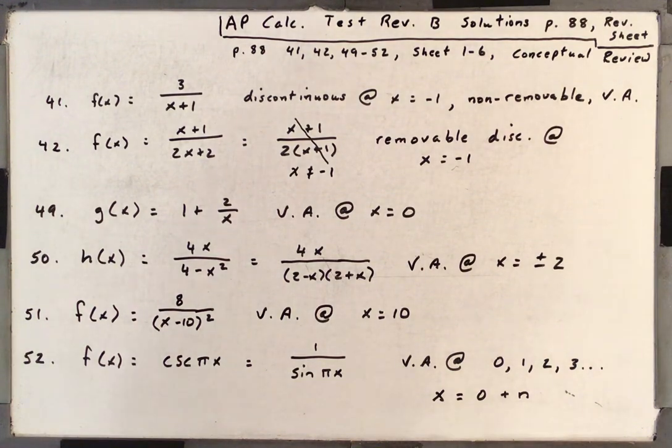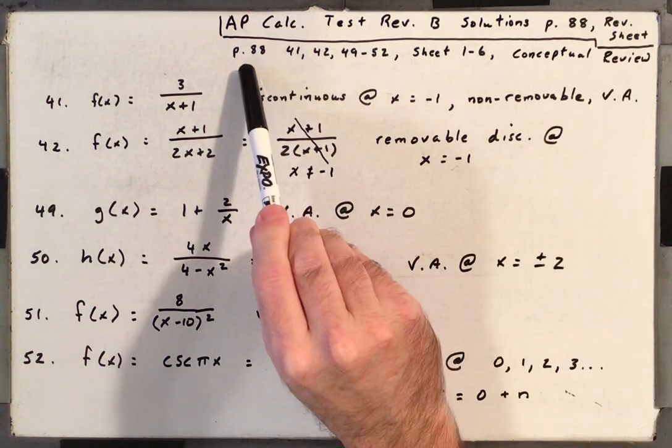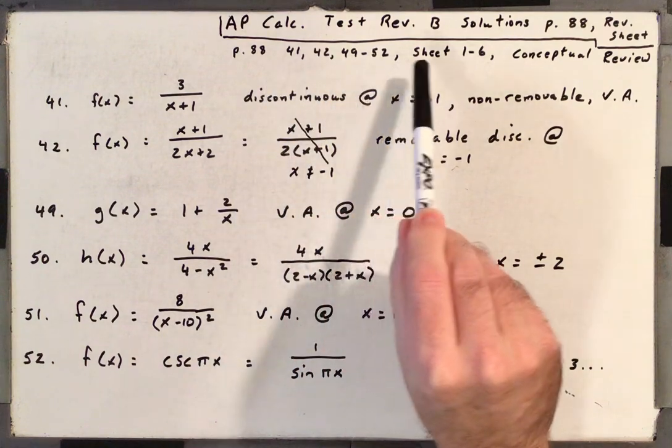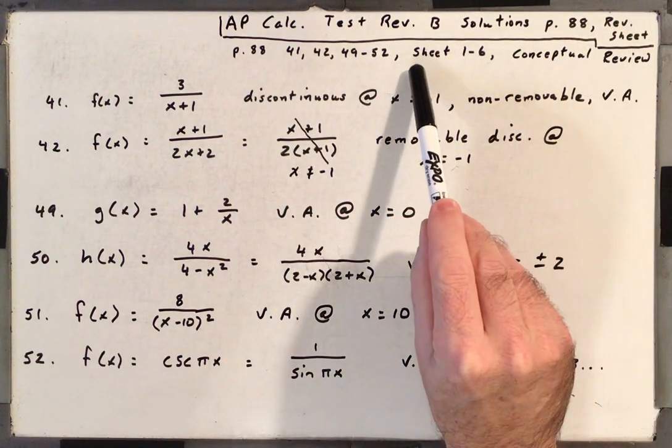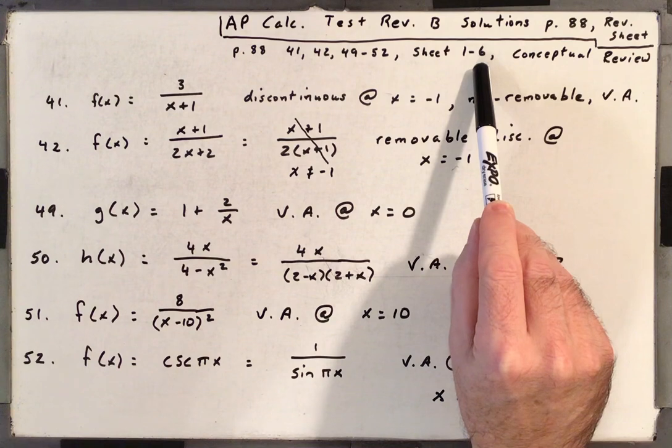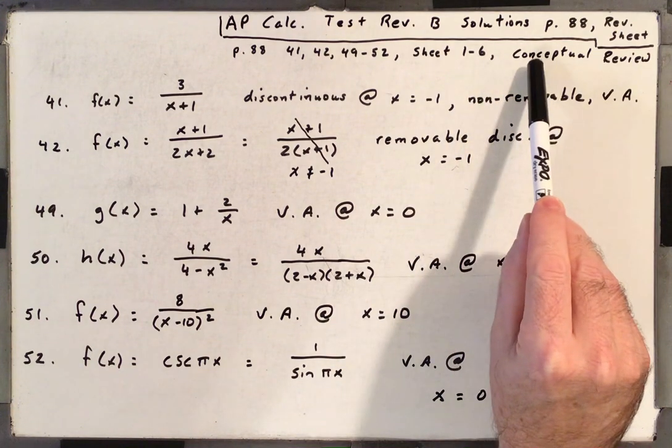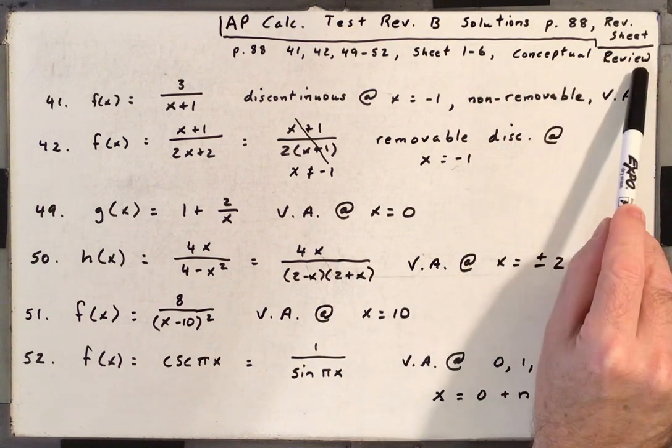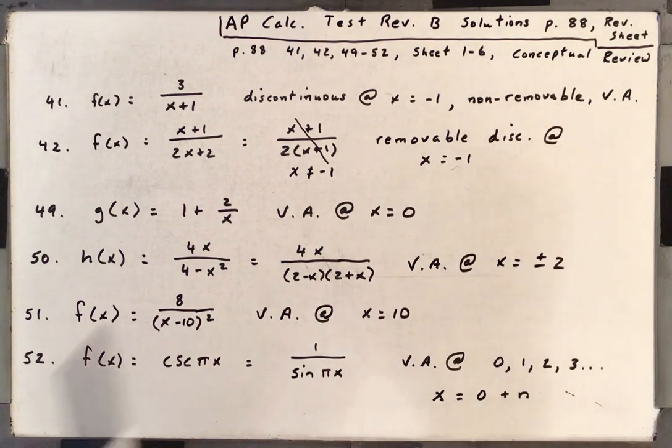So these are the solutions. We're on page 88. We're going to work these problems, and then we had that additional review sheet. We're going to work those, numbers 1 through 6. And then I'm going to do a little 5-minute kind of conceptual review, 5 or 10 minutes, to help you understand how to study for the test.